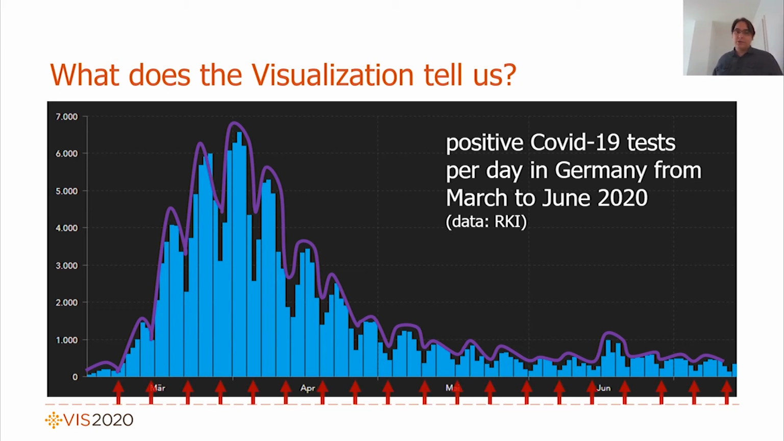So it's not important for the domain and it's not a data artifact. Let me explain why. The red arrows I just blended in show you where the weekends are. So what you see here is that the decline is always during the weekends. Also, there's a bunch of holidays in Germany in May, so there is a larger decrease visible in May on the weekends and especially on continuing holidays.